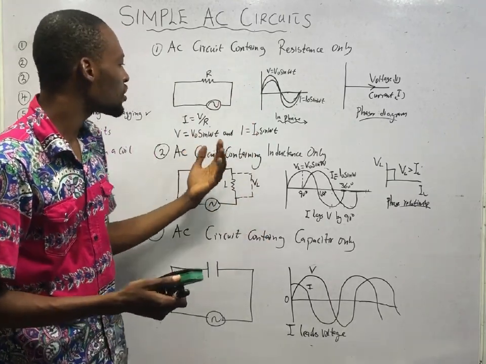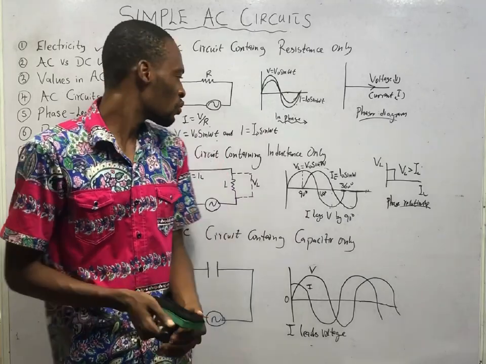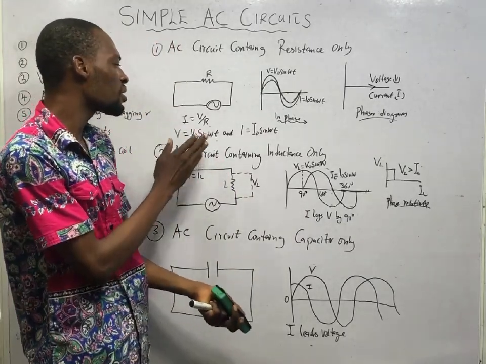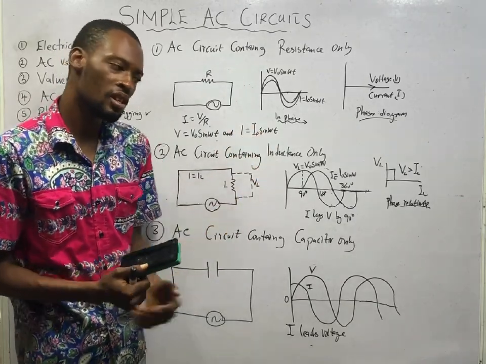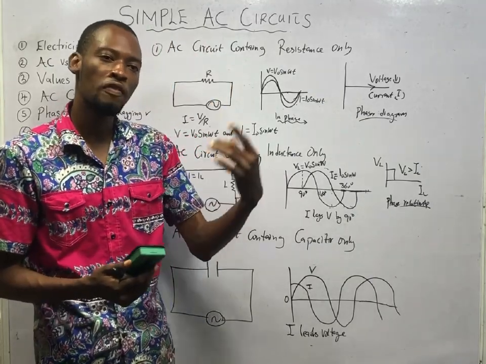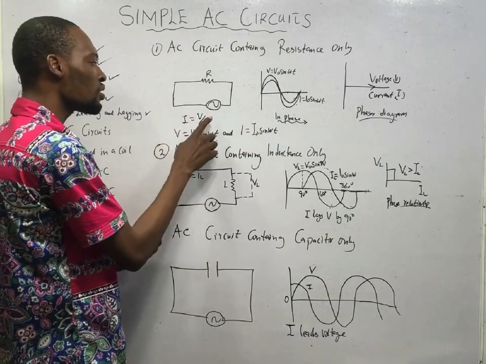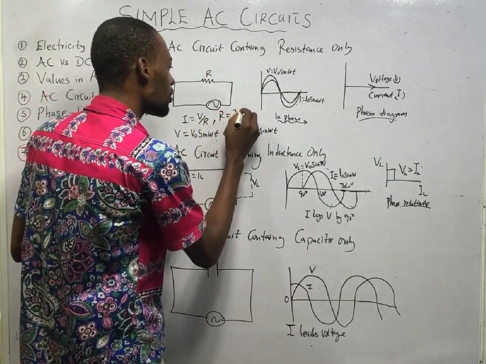current is V over R. This circuit obeys Ohm's law, which is V equals IR. Now, V is V naught sin ωt and I is I naught sin ωt. Remember earlier when we were dealing with instantaneous values of current and voltage. If current is V over R, it simply means that R is V over I.